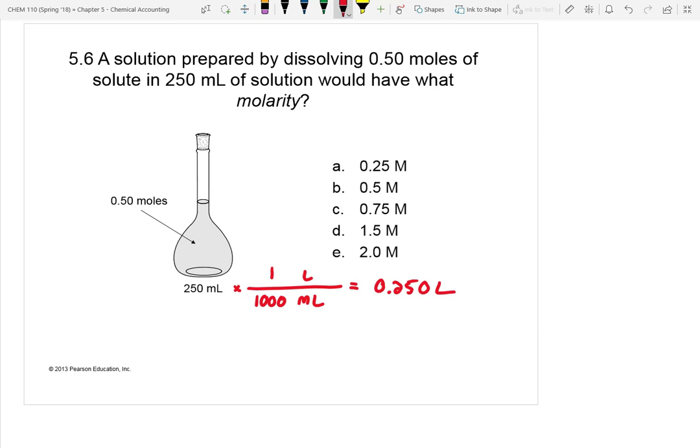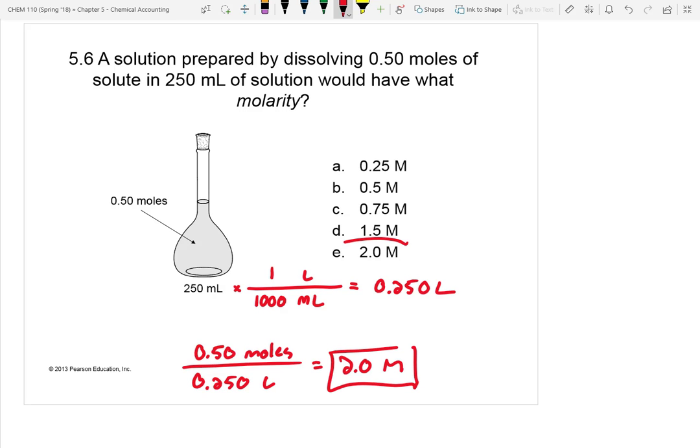0.250 liters. So now we can say it's 0.50 moles divided by 0.250 liters. And what does that give you? 2.0 molar, which is E in this one. Does that make sense?